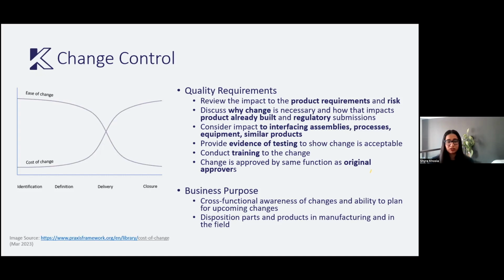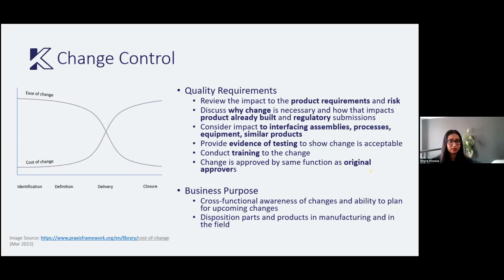And you also have to consider your impact to interfacing assemblies. So again, in that very mechanical tolerance example, if you're interfacing two parts together, you change one tolerance, will it impact another? Does it impact your work instructions or your processes? Does that part interface with other equipment that now needs to change or be modified, or you need a different type of equipment to use?